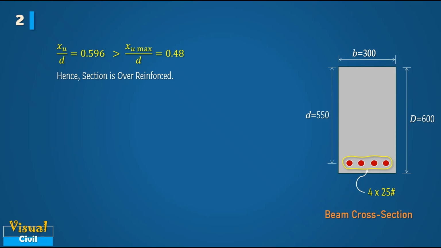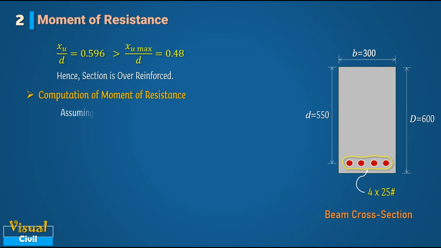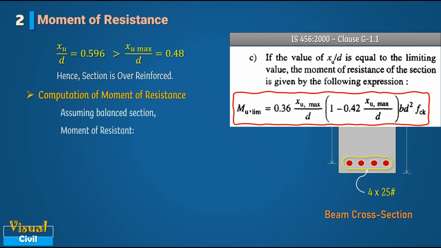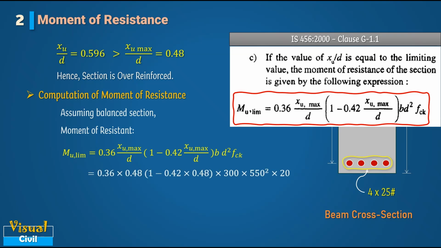Because this is an over-reinforced section, the code requires us to base our calculation on a balanced section to ensure the safety. We will use the expression provided in clause G 1.1c. By substituting all the data into this limiting expression, we arrive at the moment of resistance, which is 250.4 kN meter. This represents the maximum capacity the beam can safely handle under this condition.